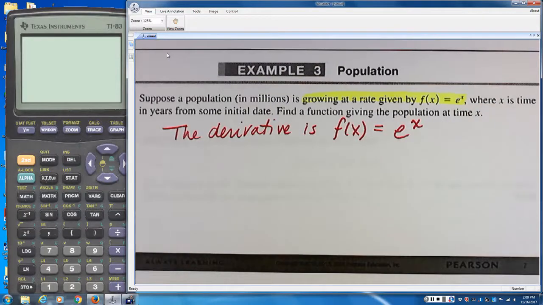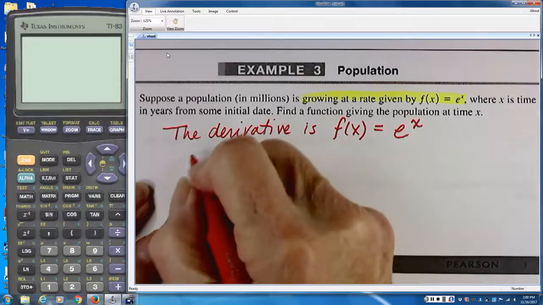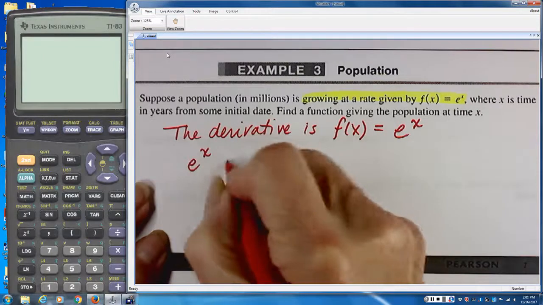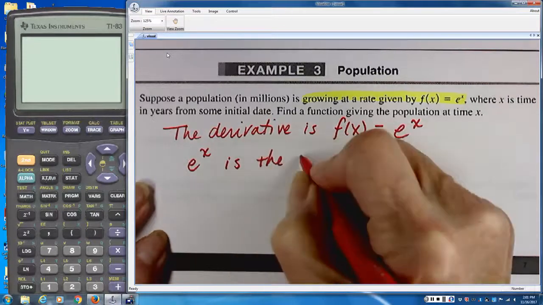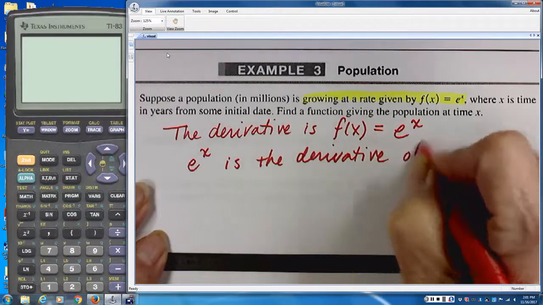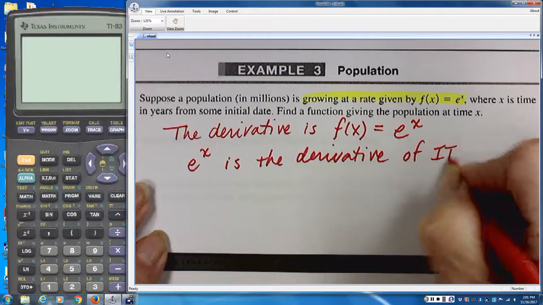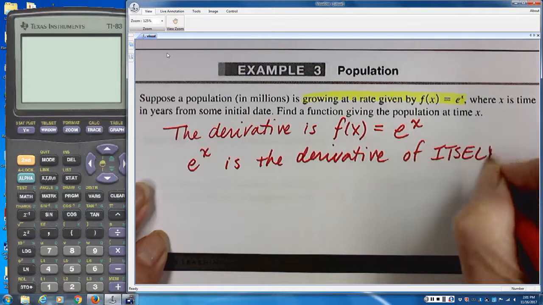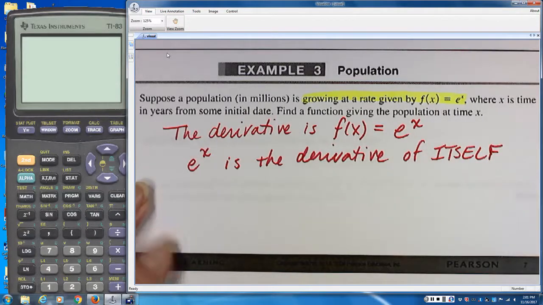What is that the derivative of? Get back to your derivative rules. What is e to the x the derivative of? I heard somebody say it. E to the x. So what's the derivative of itself?